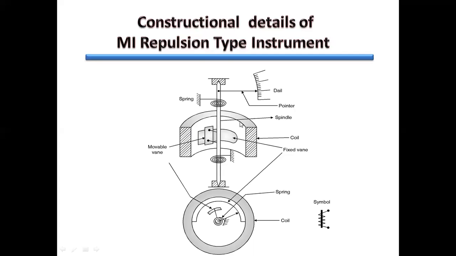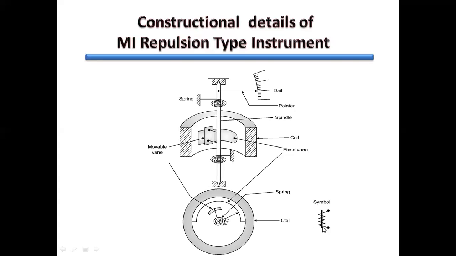Now, deflecting torque is produced due to magnetic repulsion. Controlling torque will be provided by the springs, spirally wound springs. A damping torque arrangement is also there, which is not shown in the diagram, but air friction damping is there. Now, the symbol of a moving iron instrument is drawn in this way.